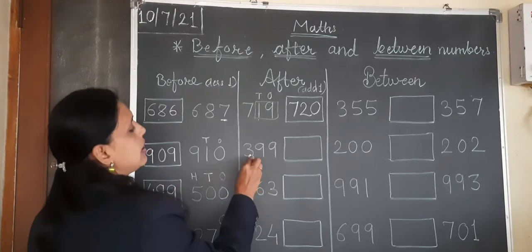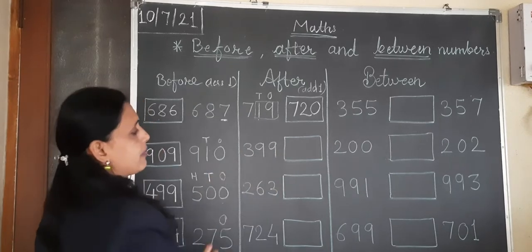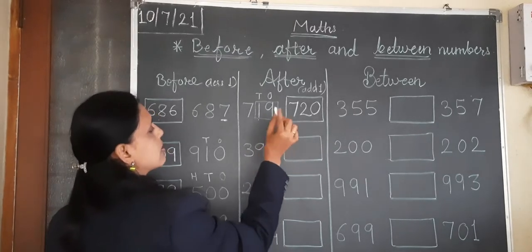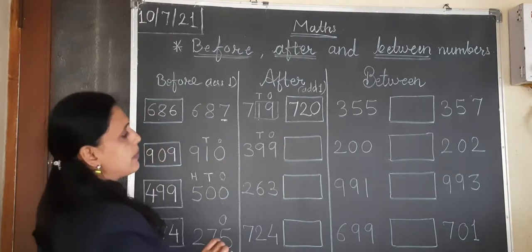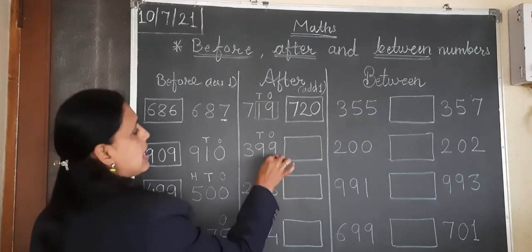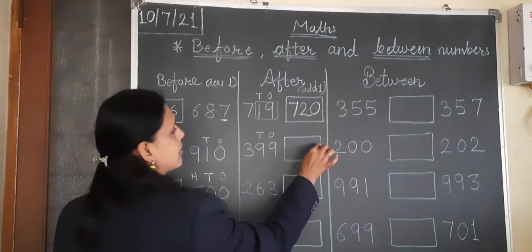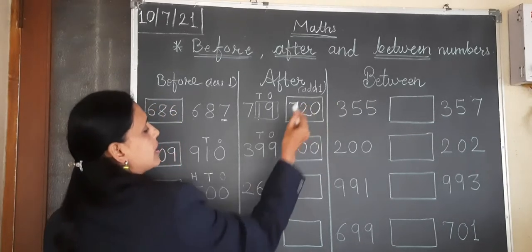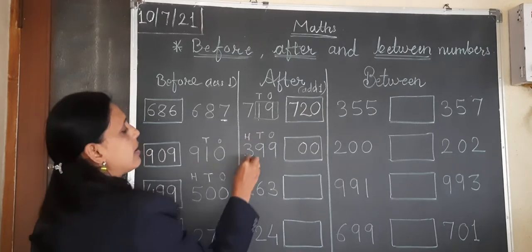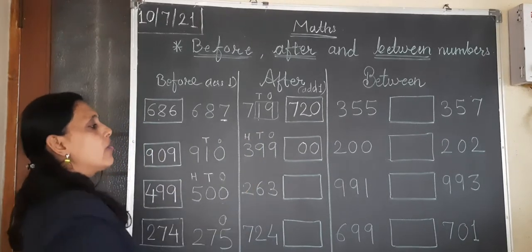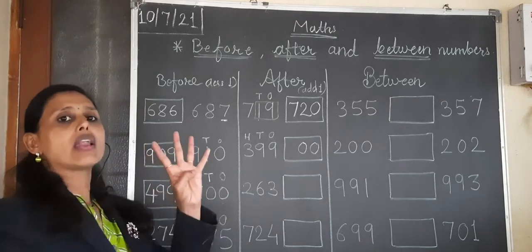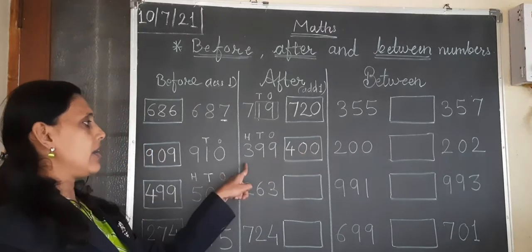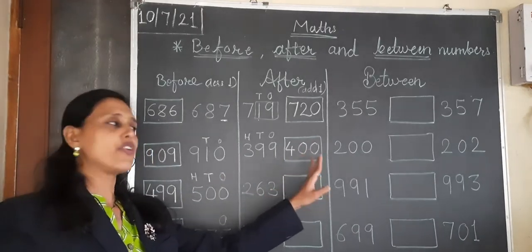Now see here, 399. Now see students, 9 and 9 means at the one's column also 9, at the tens column also 9. So what we have to do here, instead of these two 9s we'll write 0 and 0, and whatever one number we add, we are adding in the hundreds column, means in 3 we have to add 1, so there comes 4. So we are writing here 4. So after 399 there comes 400.